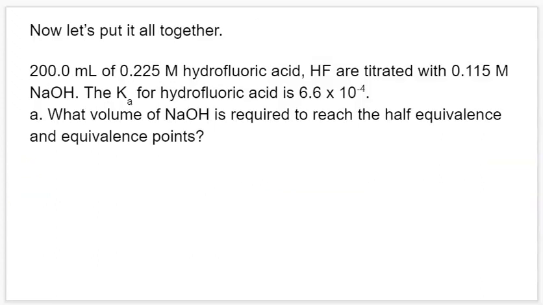All right, so now let's put all of these concepts together and show how we can do some calculations involving titrations of weak acids and weak bases. So let's start with this example where we have 200 milliliters of 0.225 molar hydrofluoric acid, aka HF, and we are titrating it with 0.115 molar sodium hydroxide. And we know that the Ka for hydrofluoric acid is 6.6 times 10 to the negative 4. So this is going to be a multi-stage question. The first part we want to answer is what volume of sodium hydroxide is required to reach the half equivalence point and the equivalence point.